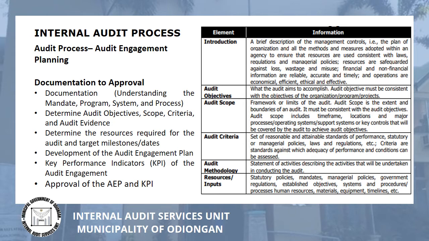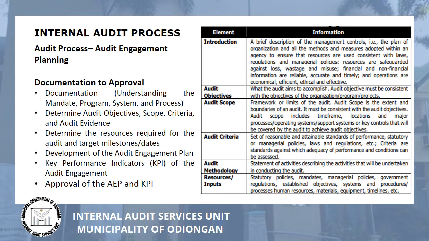So as you can see here, these are the components of the audit engagement plan: introduction, audit objectives, audit scope, audit criteria, audit methodology, resources and inputs, as well as the information that you need. So we move forward with the determination of KPIs, or key performance indicators. The audit engagement KPIs are performance measures that are utilized to assess the outputs contributing to the overall organizational efficiency and effectiveness. The approval of the engagement plan and KPIs, this is the last part, it is very important.